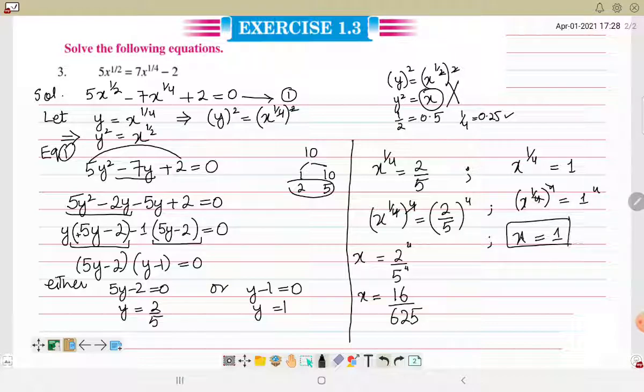So you got 2 values of x, and at the end we have to write down the solution set as well. So we got 2 roots which we have to write in the solution set. One is 16/625 and the other is 1. So this is the solution of question number 3.